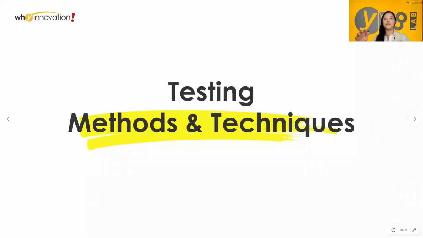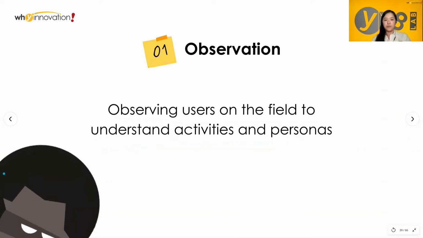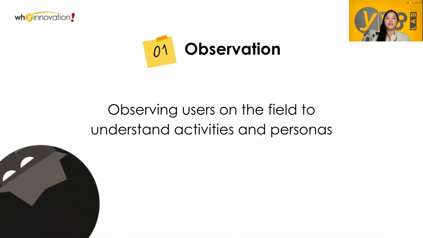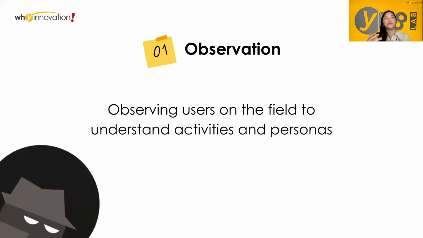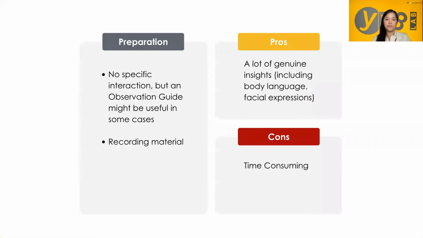So now that we have the approaches done, let's move on to several methods and techniques. Method number one, we have observation. Observation is literally just observing the users in the field. This is for you to observe and understand the activities, understand their personas. A few things to prepare from here. There's no specific preparation or interaction needed, but you might need an observation guide. It might be useful in some stages. You need some recording material. And of course you need your user's consent when you're recording, right? That's quite important as well.